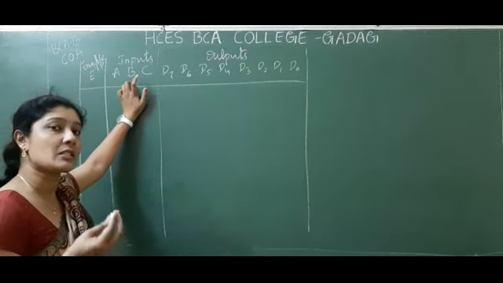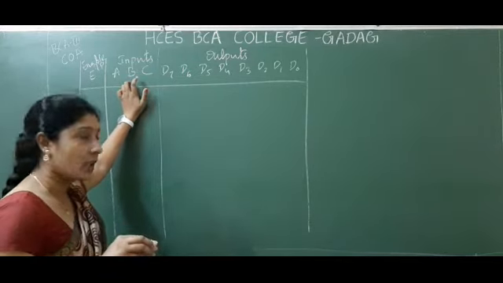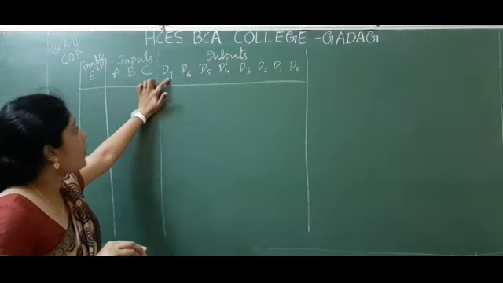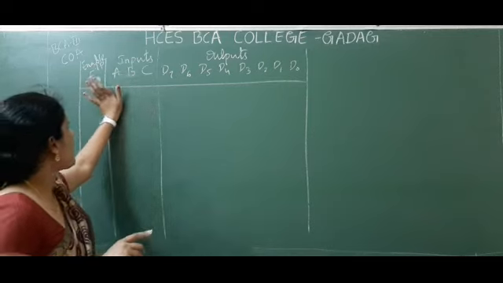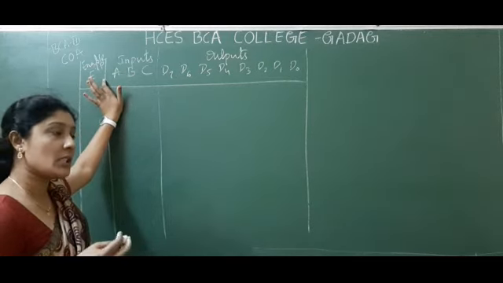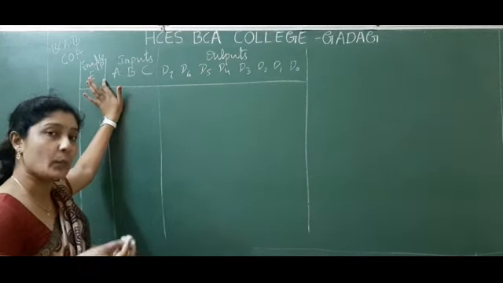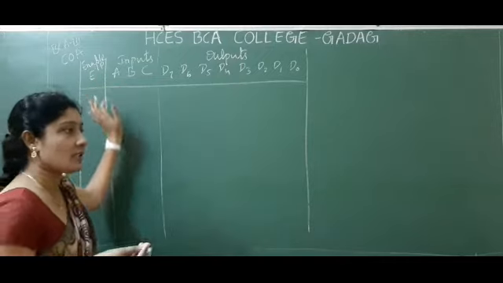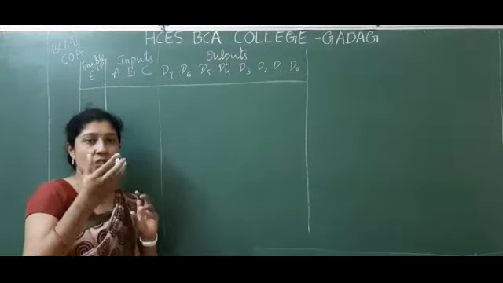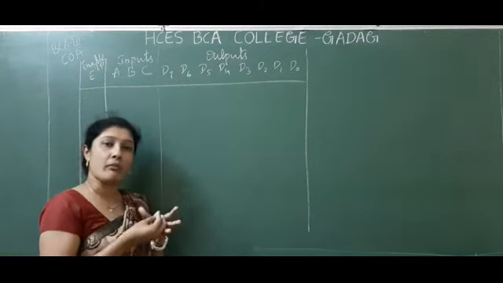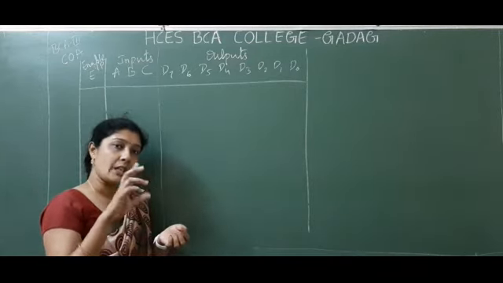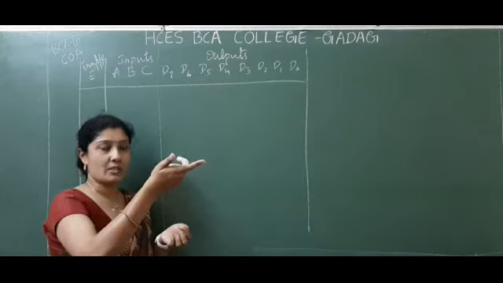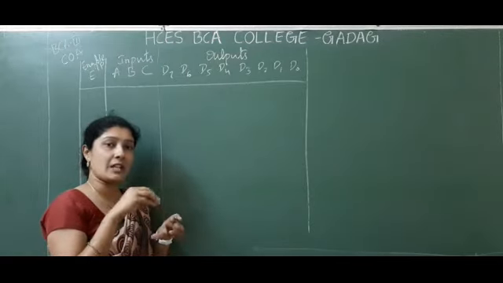The inputs are A, B, C; you can name them A0, A1, A2, whatever. Then the outputs D0, D1 up to D7. Then what is this enable input? This enable input acts like a switch. Switch in the sense that whenever you want to switch on a device, take for example a fan or tube light, there will be a switch. If you switch it on, then only the device works. When it is switched off, the device doesn't work.